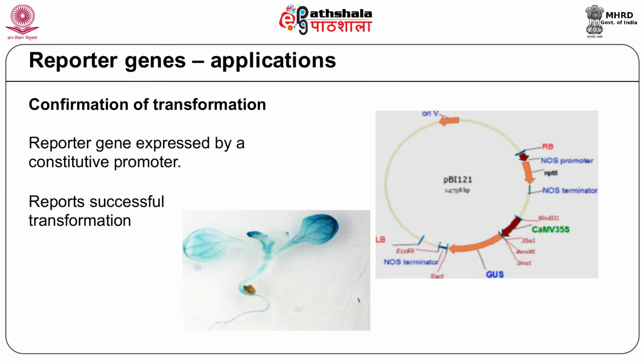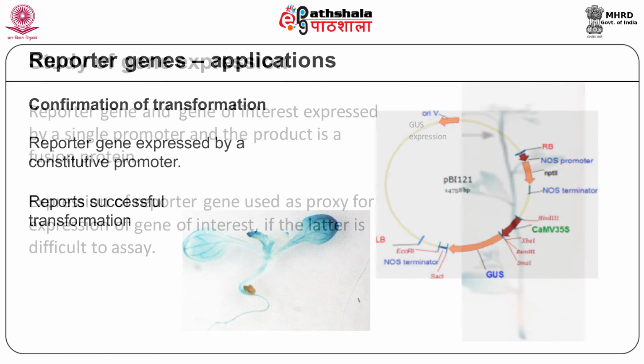The screenable markers have several applications. They can be used to confirm whether successful transformation has taken place when plants are transformed with a T-DNA based vector carrying a reporter gene. The reporter gene's expression is independent of the gene of interest expression, which is an advantage when the gene of interest is only expressed under specific conditions or in tissues that are difficult to access.